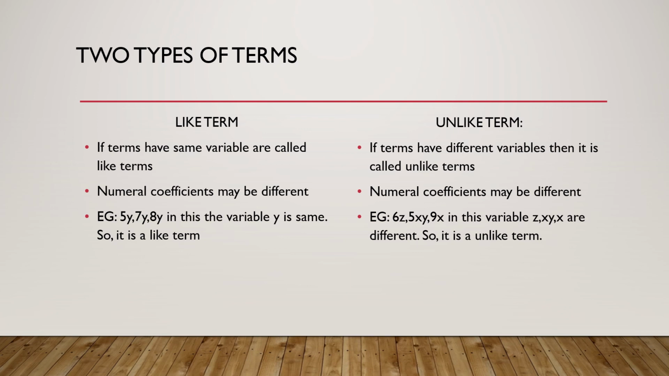Next, unlike terms. See here, 6z, 5xy, 9x. The variables z, xy and x are different, and the numerical coefficients 6, 5, 9 are also different. So this is called an unlike term. You can compare between these two and clearly understand what are like terms and what are unlike terms.